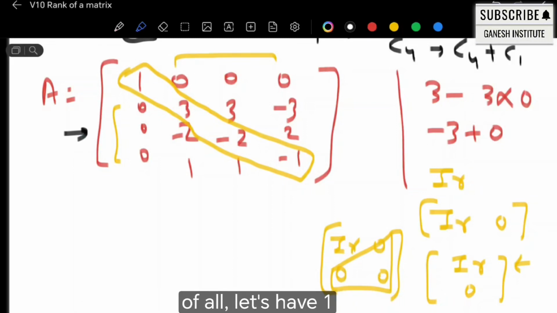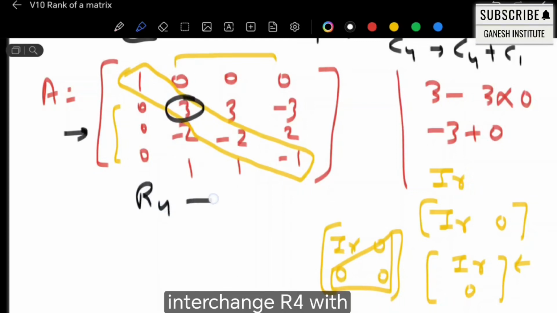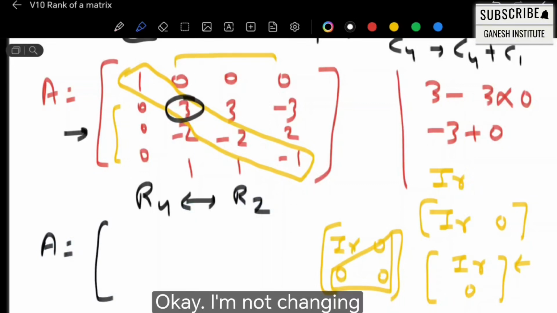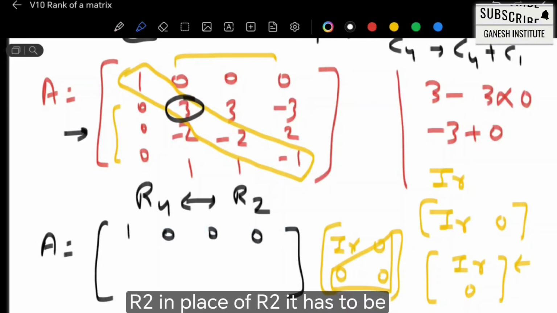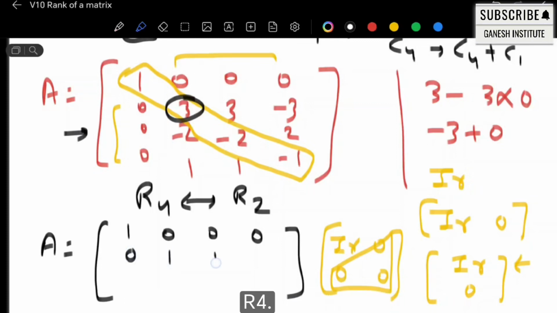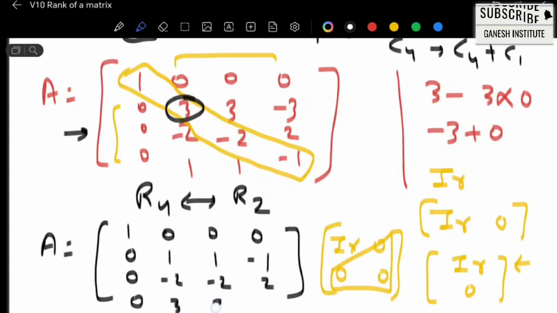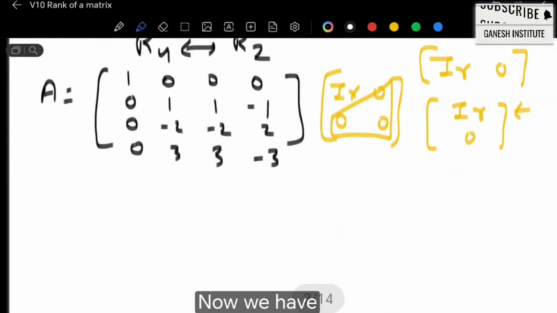First of all, let's have 1 here. How can I have 1? If I interchange R4 with R2, correct? I'm not changing R1. In place of R2, it has to be R4. And R3, we are not changing anything. And in place of R4, it has to be R2. Correct? Now we have got these two elements 1.